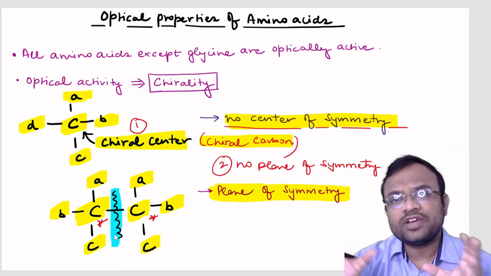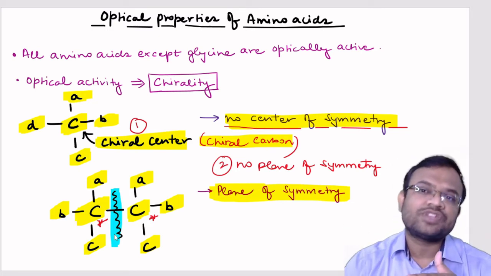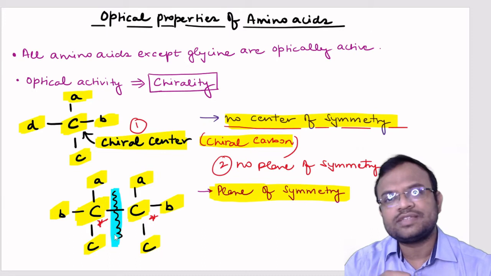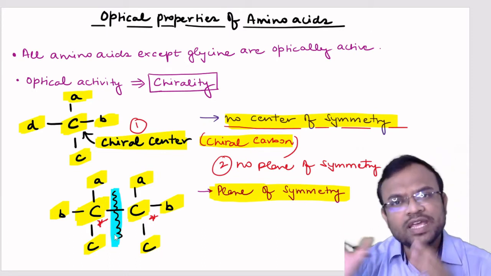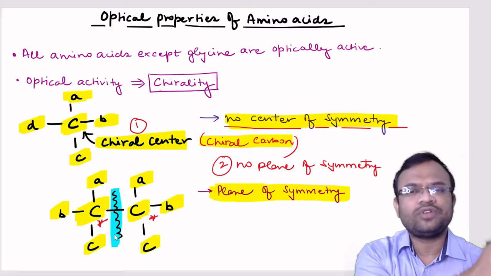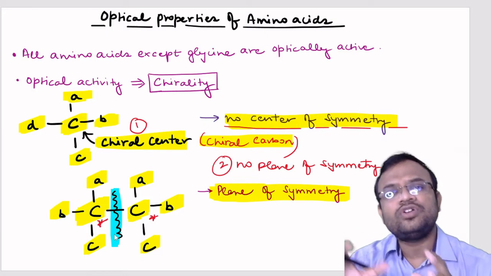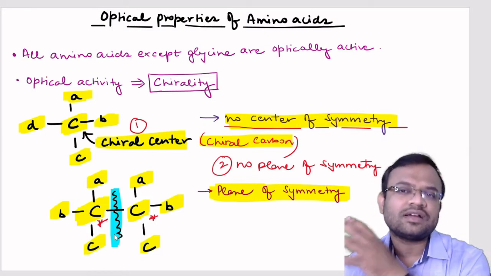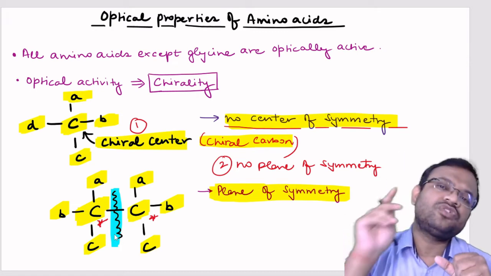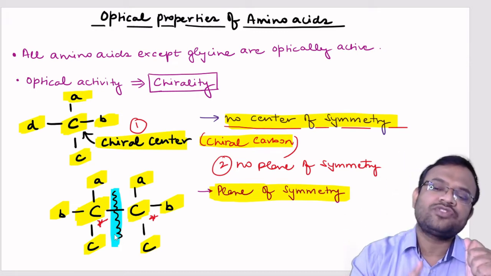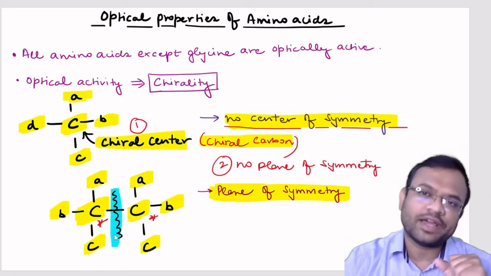Now if a particular molecule has a plane of symmetry, then it would not be considered a chiral compound or chiral carbon. Okay, so if there is a plane of symmetry that can divide the molecule into two equal halves, then in this case you would not consider it a chiral compound. That means there are two conditions: there should not be a plane of symmetry and there should be no center of symmetry if you want a compound or a carbon to be chiral.